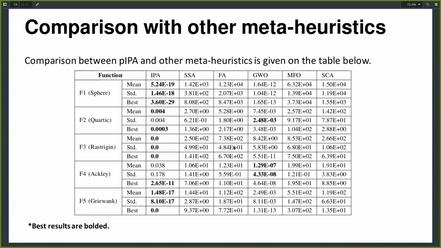Now, if you compare with other meta-heuristics, we can see that API outperforms the other compared algorithms. Only in the quartic function do we have a better standard deviation in the GVO, and also for the mean and standard deviation in function number 4. But the overall best value has been found with API.